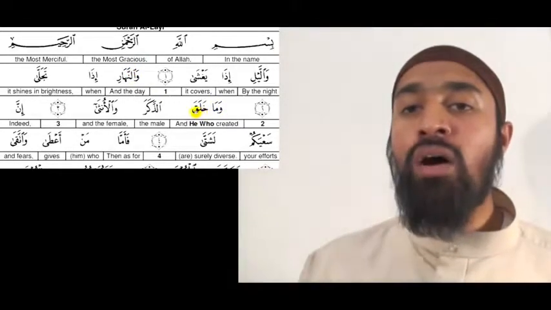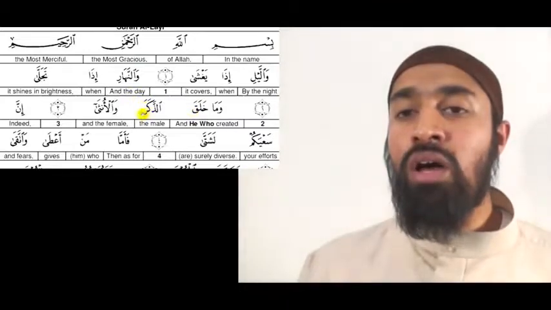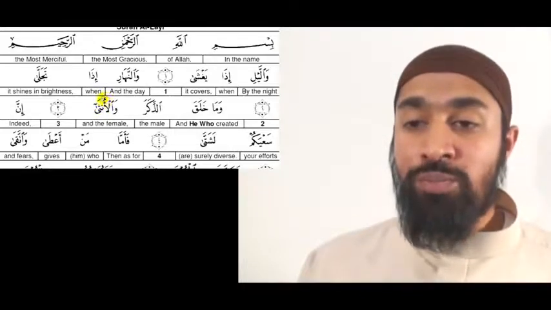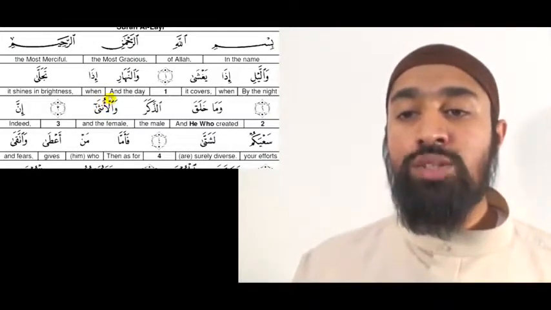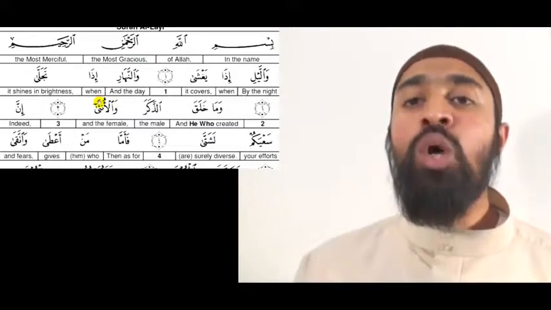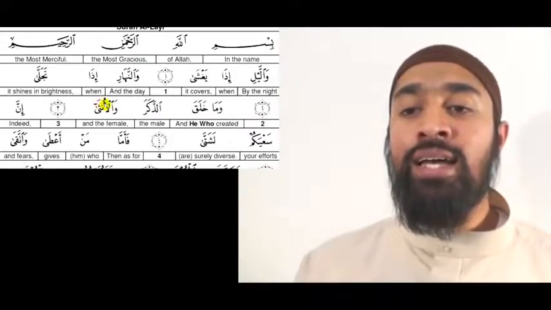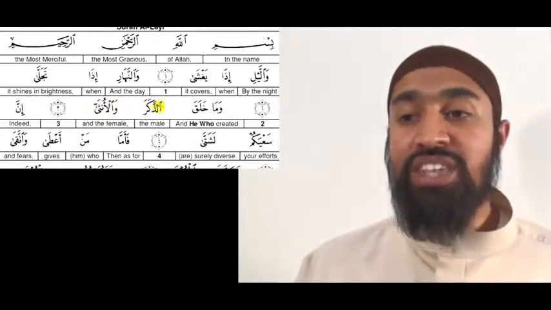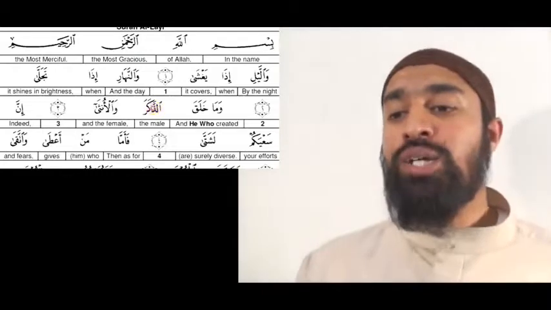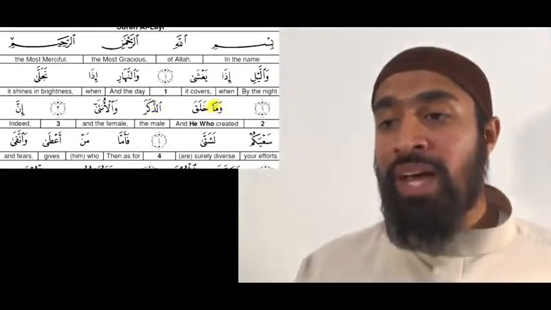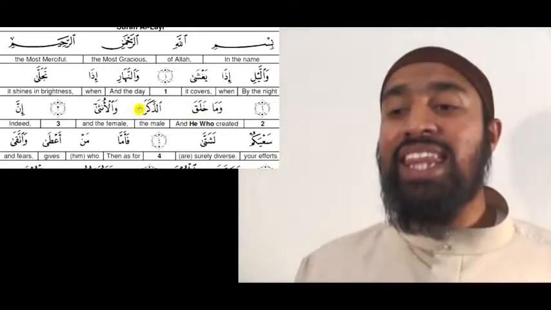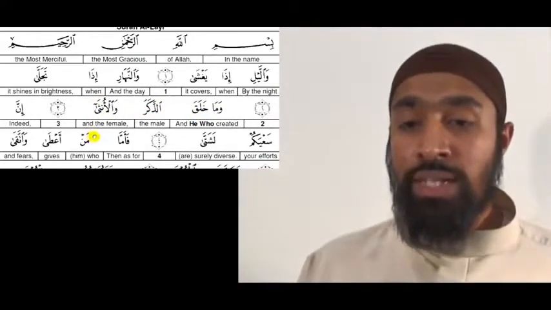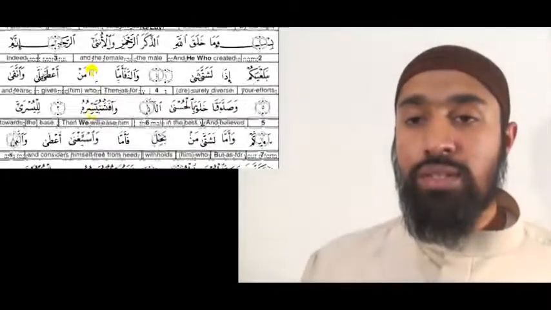Wama khalaqa adh-dhakara wal-untha. Remember the oo, remember the cool sound. So say oo, untha, untha. Tha is the tip of the tongue at the end of the top teeth, just like that. Wama khalaqa adh-dhakara wal-untha.